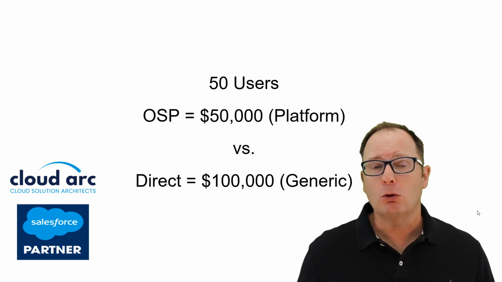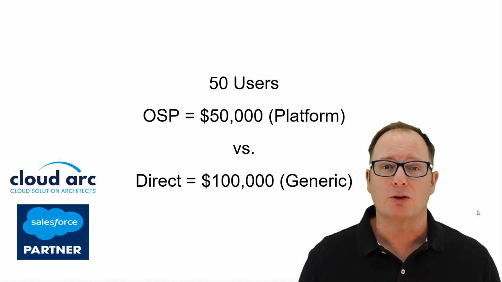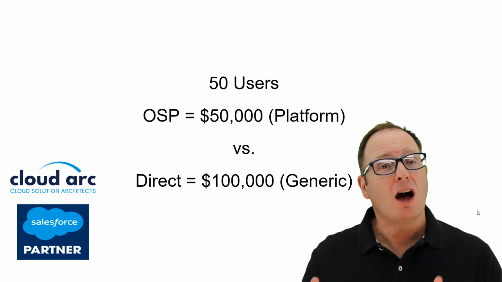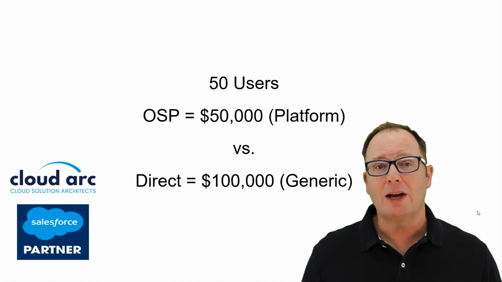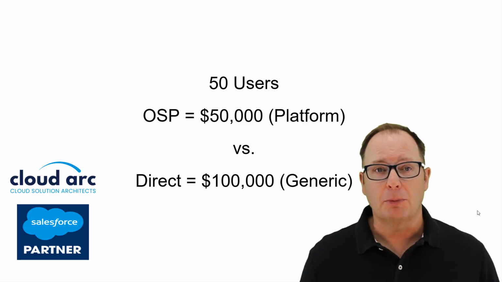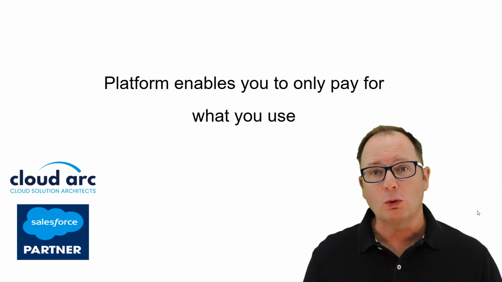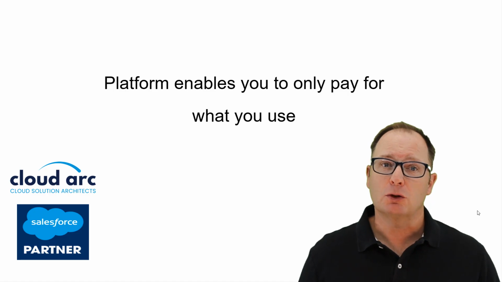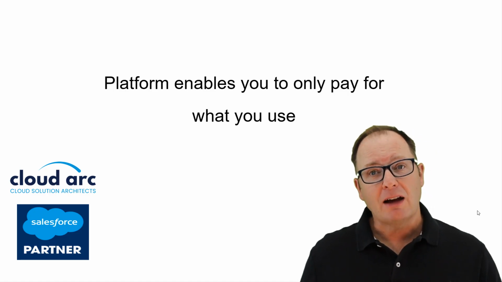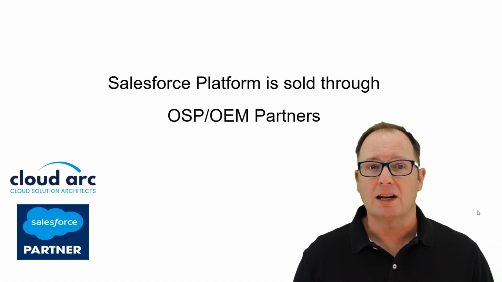For example, the annual price for 50 users under the OSP program is $50,000 for Salesforce Platform versus $100,000 for generic Sales Cloud Direct. And that doesn't include any consulting or any bundling. The big idea with Platform under the OSP program is that you only pay for those features that you use. Now, I go into more detail about Salesforce Platform in other videos that I've added to our How to Save Money playlist, which is linked in the description or at the end of the video.